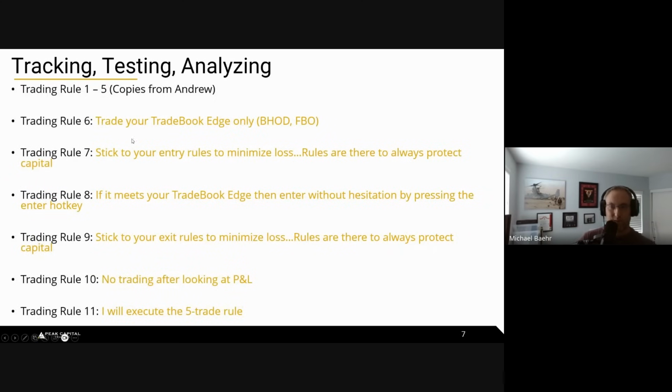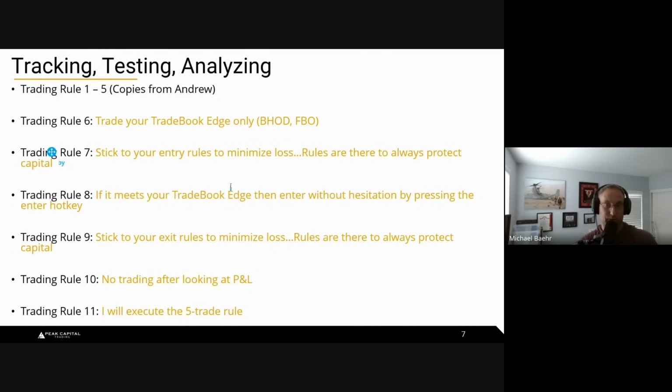6 and 7, sticking to my entry rules, which in turn, if you will, right? If I don't stick to my entry rules, clearly I'm not following my trade book edge, right? So then I would start to look at that and say, okay, I need to adjust how I'm looking at it, change these from passive to active. And what I actually did for a while, right? Stick to your entry rules to minimize loss. Rules are there to always protect capital.